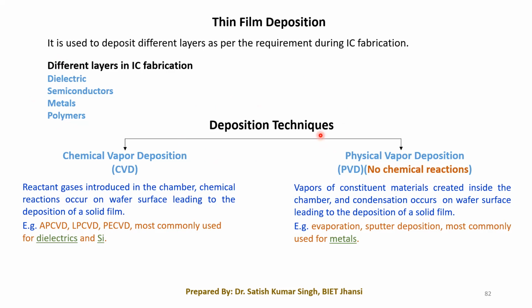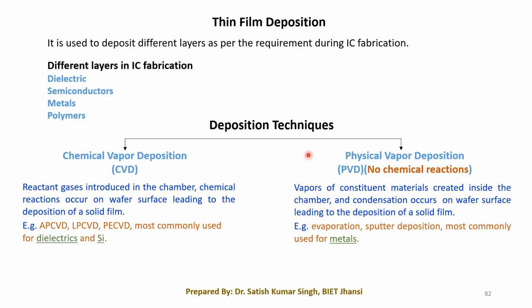The first deposition technique is known as chemical vapor deposition, in short called the CVD technique, which is very popular. And the second one is called physical vapor deposition. So this is the broader classification by which we can deposit any material onto a particular substrate.